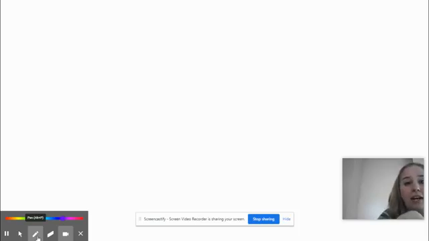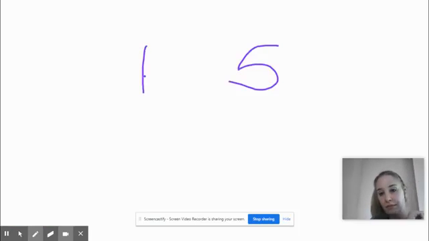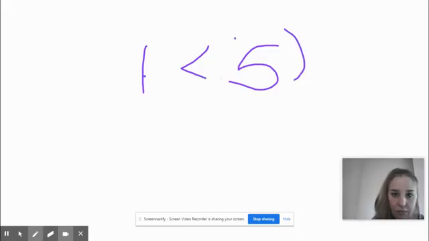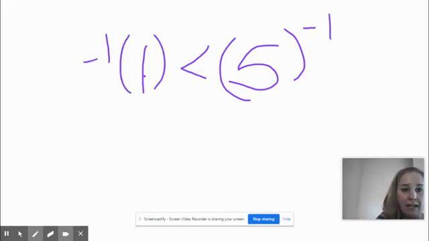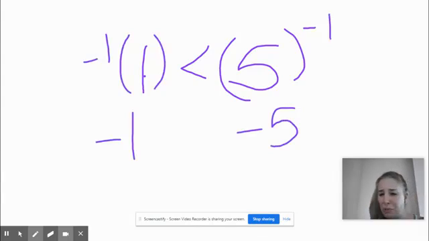So let's say I have a 1, and I have a 5, right? Obviously the 5 is bigger, right? 5 is bigger than 1. What if I multiply both sides by a negative 1? I end up with negative 1 over here, negative 5 over here. Now which one of these is bigger, right? Which one's further up the number line? The negative 1 is. So anytime you divide or multiply by a negative, gotta flip the sign.